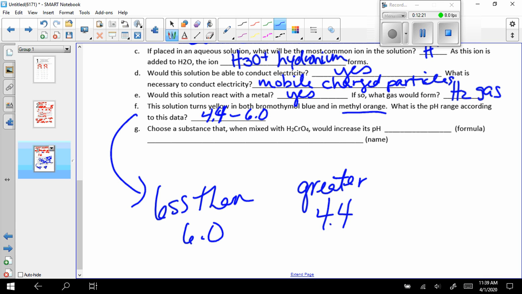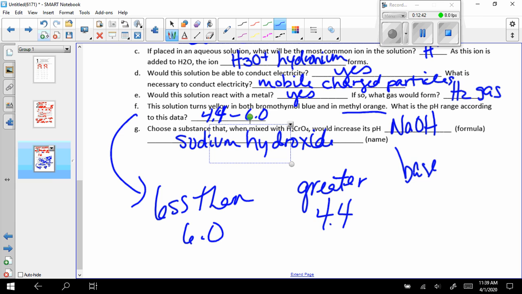All right, choose a substance that when mixed with it would increase its pH. All right, so to increase the pH, I have to add a base. And I'm just going to go to table L, and the first one listed is NaOH, and the name of it is given to me, sodium hydroxide.